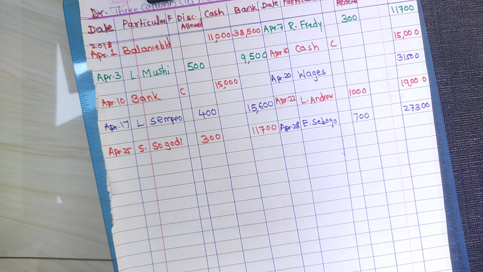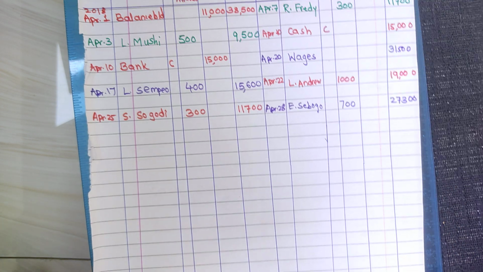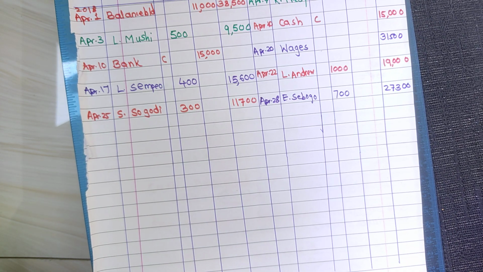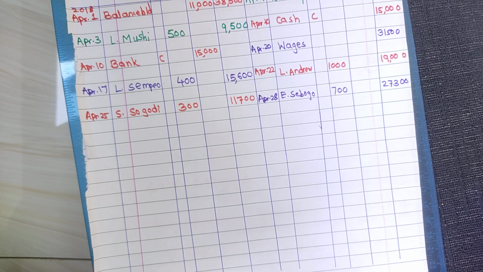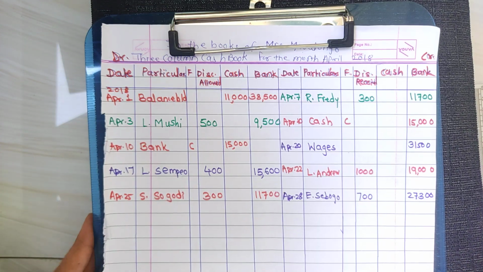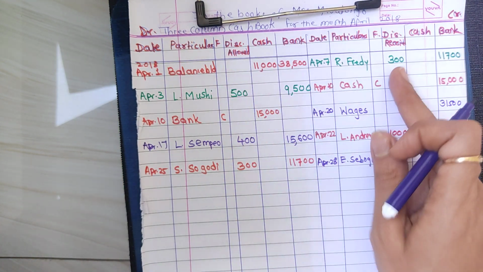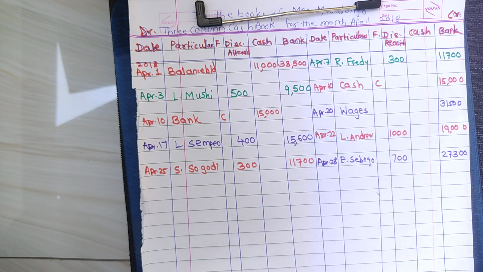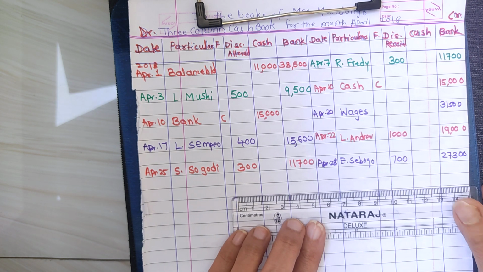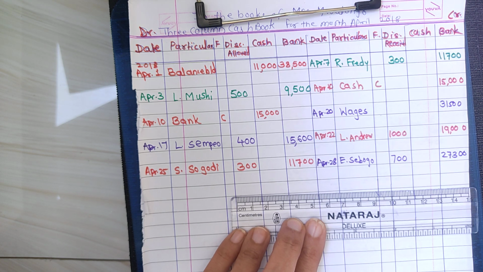So in this way we finish all these transactions. Now at the end we have to find out the balance. Still many students, as I observed, don't know how to find the balance, so here I will show you again. See students, for the discount column, there is no need to find the balance because it is totally different.